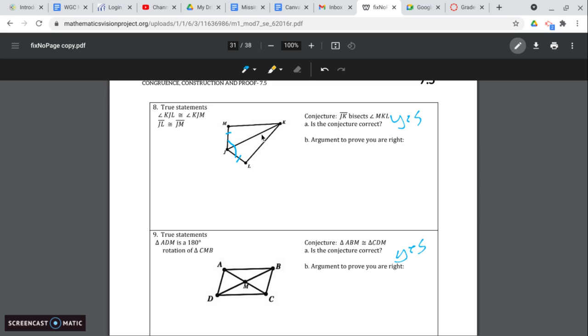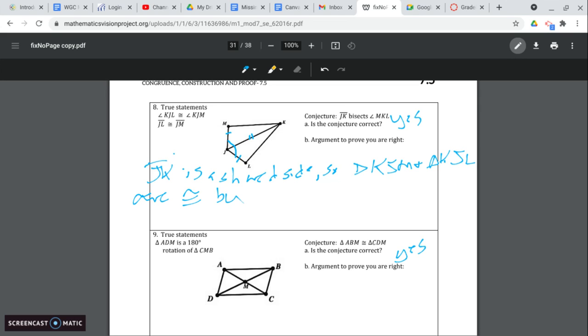And what else do we know? They share this side, right? So this side is congruent to itself because it's the same side, it's just in both triangles. So we have a side, we have an angle, and we have a side. So we can prove they're congruent. JK is a shared side. So triangle KJM and triangle KJL are congruent by side angle side.